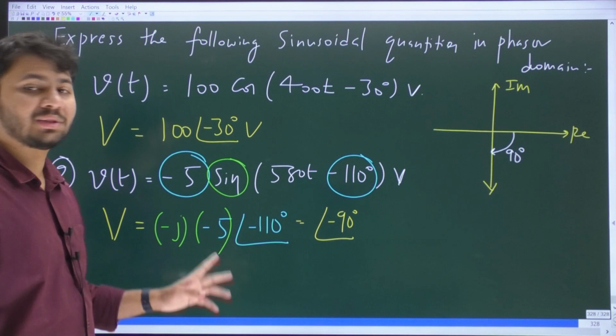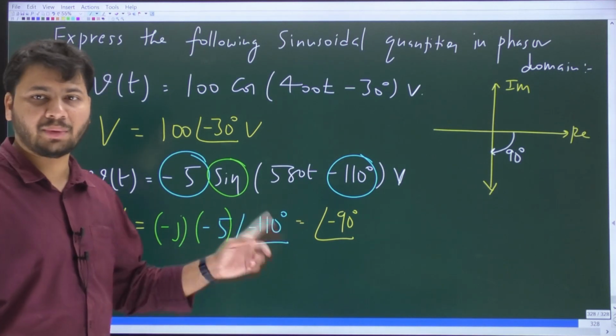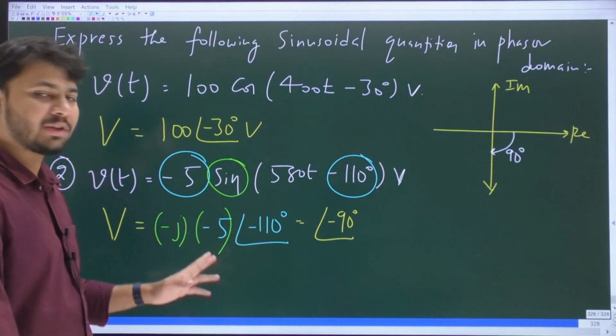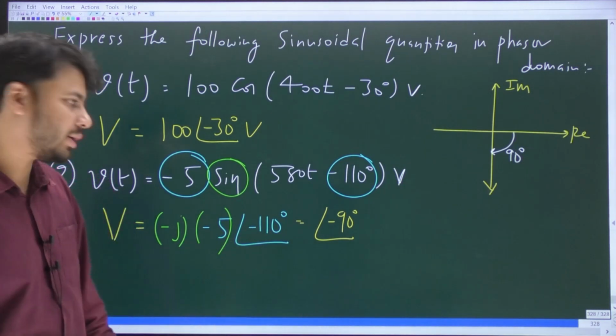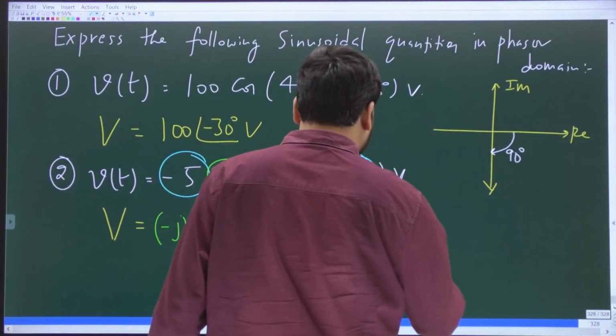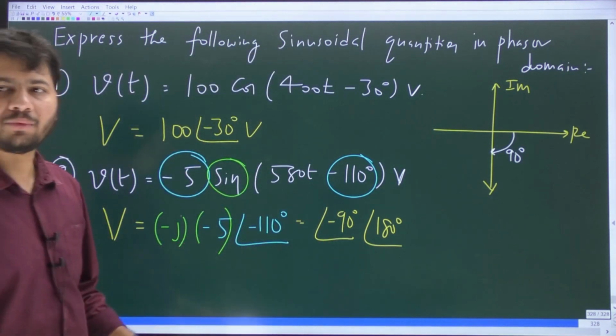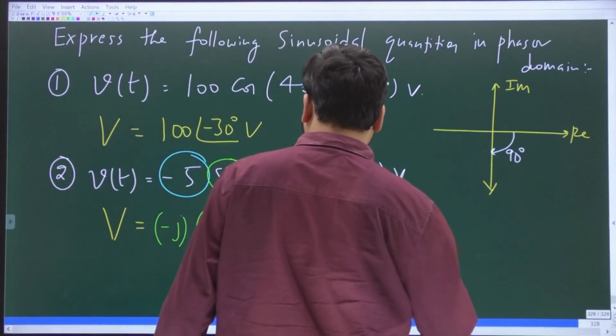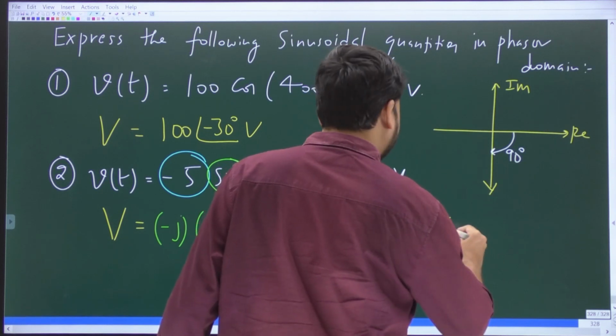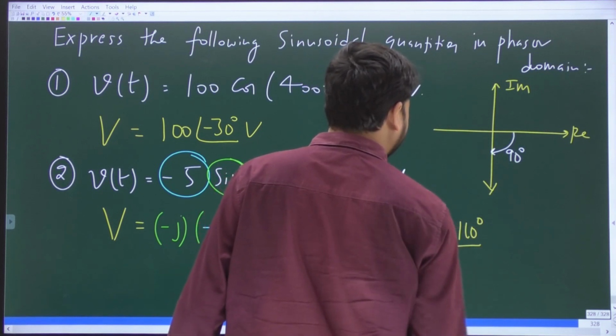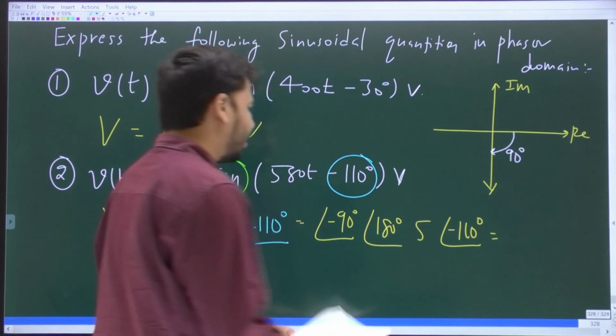In place of minus 1, you say minus 5 is what? Minus 1 times 5. In place of minus 1, I will write angle 180 degrees. So minus 1 into 5. So 5, I will write it as it is. And then we have angle minus 110 degrees. Look at this.